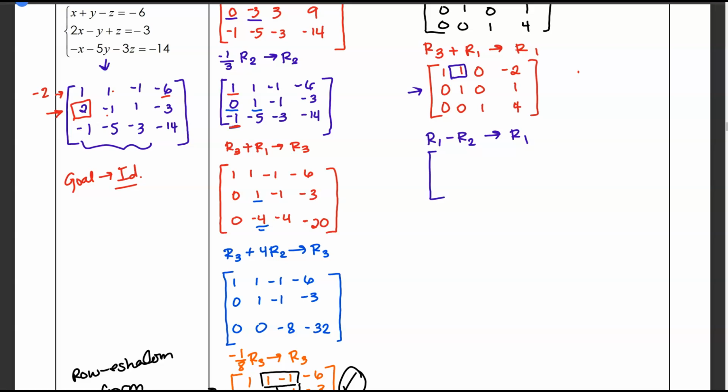So here we go. 1 minus 1, that's going to give us a 0. 0 minus 0 is a 0. Negative 2 minus 1, that's going to give us a negative 3. And then the rest of these stay the same.